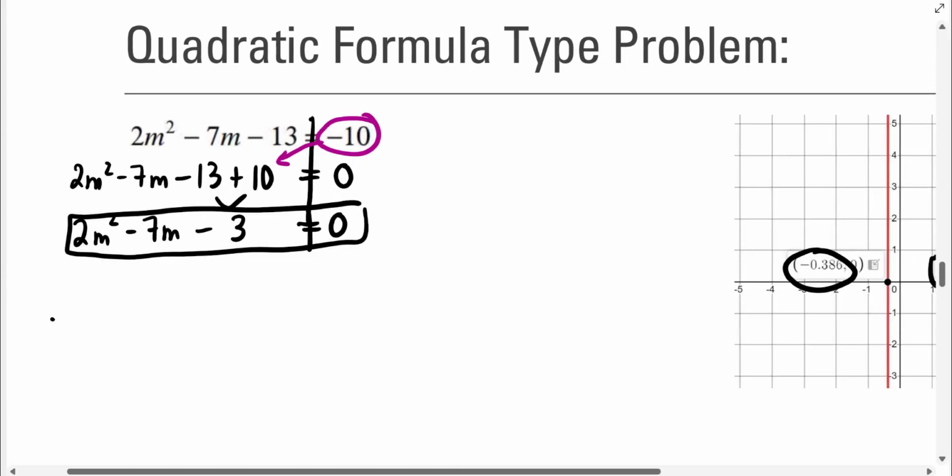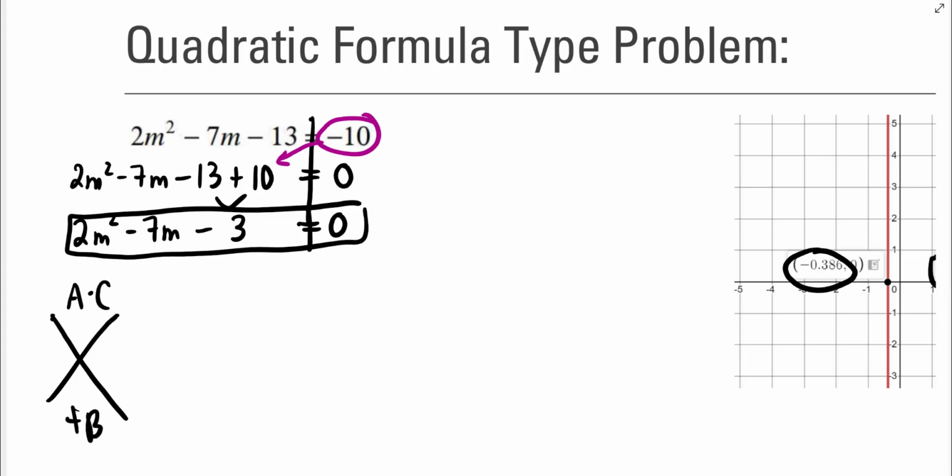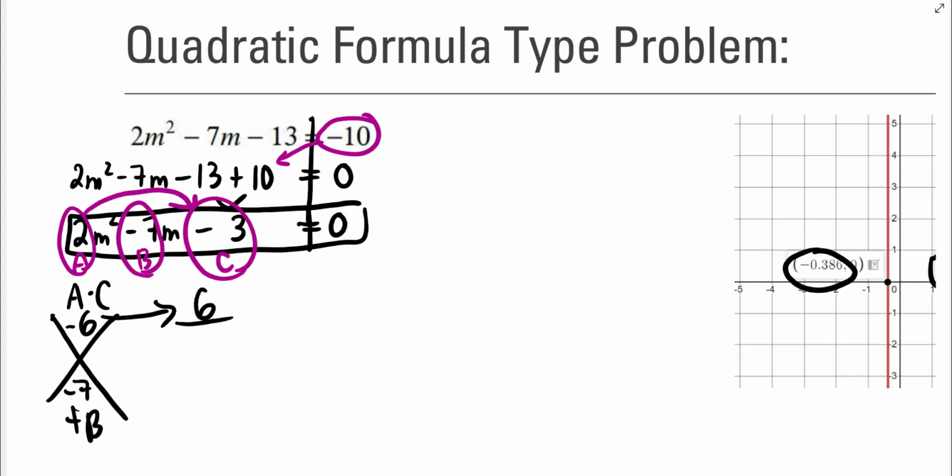Okay, so X method, if you remember, is A times C better add to B. So A is 2, B is -7, and C is -3. So we're going to multiply 2 times -3 is -6, and then the B is -7. I'm going to do factors of 6 out to the side. I have 1 times 6, and I have 2 times 3. Okay, so here I need to determine which option is going to get me to -7.